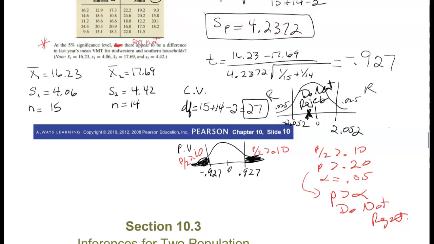So because we are doing a do not reject, you would state it in the negative that there does not appear to be a difference. And that's ultimately concluding that the means are relatively the same. That people who drive in the Midwest drive about the same per year as people who drive in the South.